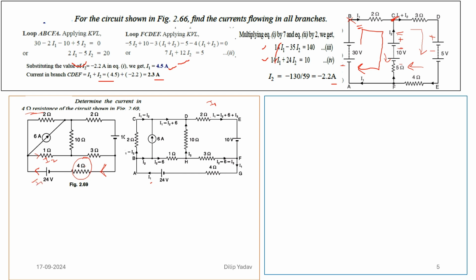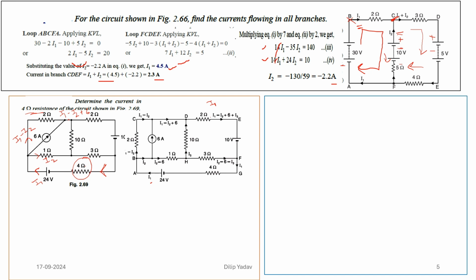That means the current that is flowing across this terminal will be I1 minus I2. If I1 minus I2 is going this way, then at this point the 6 ampere current is coming and it is connected to the node, so the two currents will be I1 minus I2 plus 6. That means the current that has come at this point.